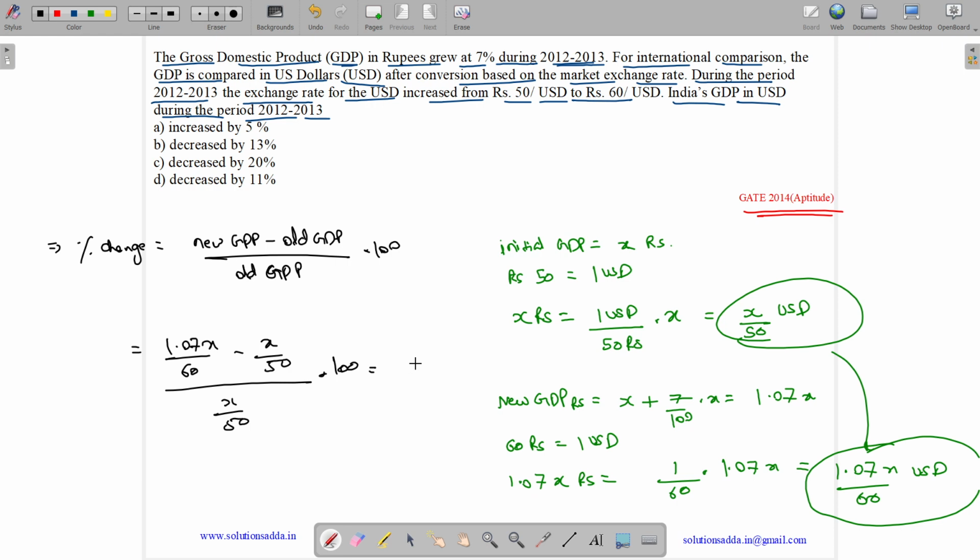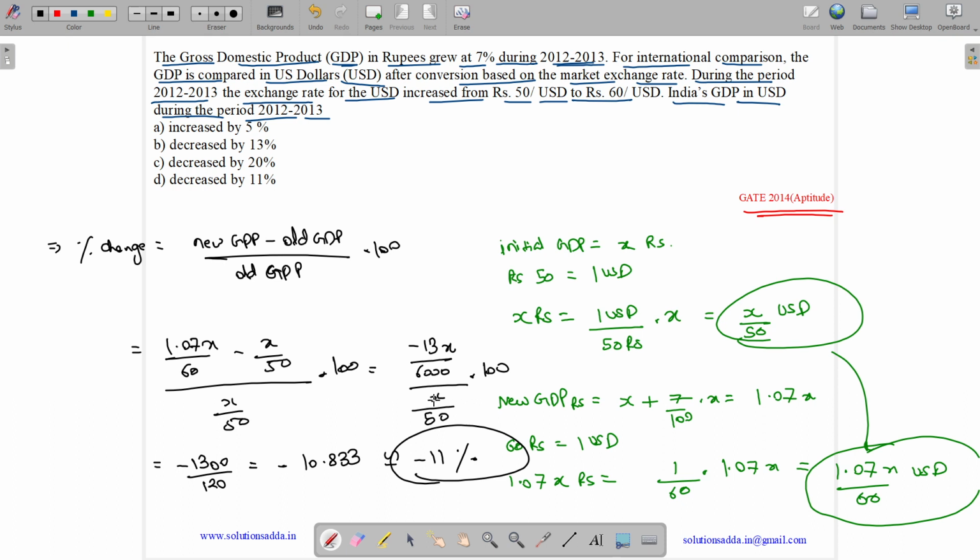So it comes out to be, if you solve it, taking LCM as 6000, you will get minus 13x divided by x by 50 into 100. So it will come out to be minus 1300 by 120, which equals minus 10.833. So to the nearest integer it is minus 11, minus 11%.